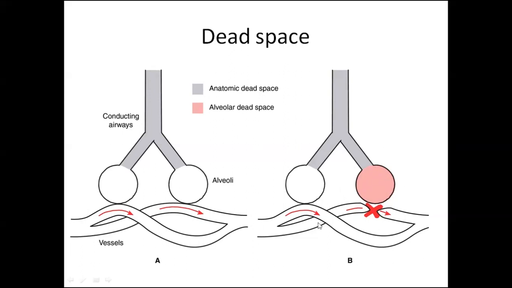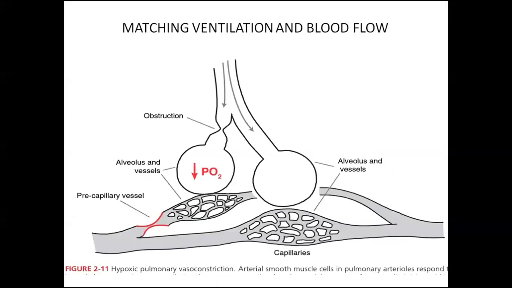They can lead to VQ mismatch. Some alveoli have ventilation but don't have perfusion. Some alveoli will be collapsed, so they have perfusion but don't have ventilation. These are the things which cause VQ mismatch. So it is the same thing I told you here.